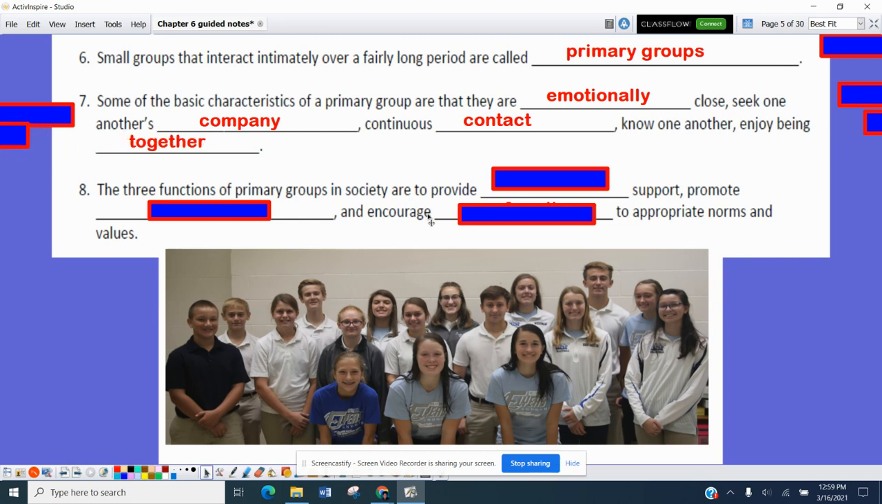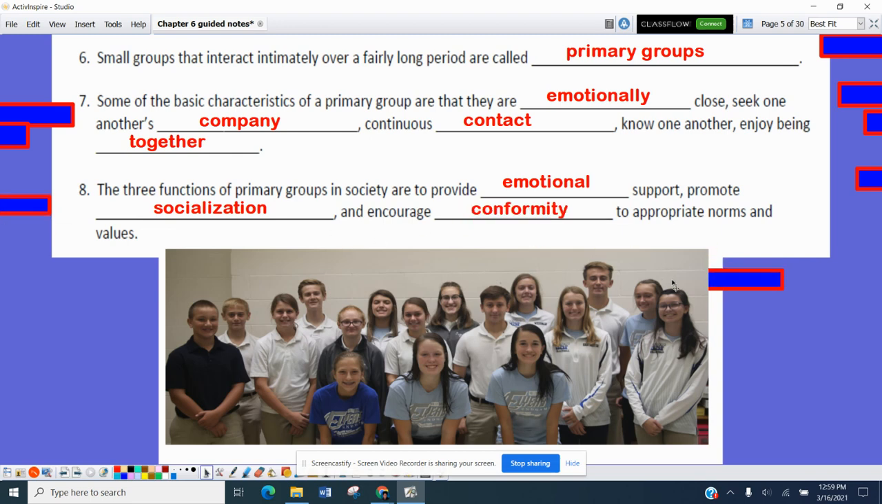There are also three functions of primary groups in society: they provide emotional support, they promote socialization, and they encourage conformity to appropriate norms and values. Part of that is the fact that when you are part of a certain group, you really want to be in that group, and thus you're willing to conform to those standards.